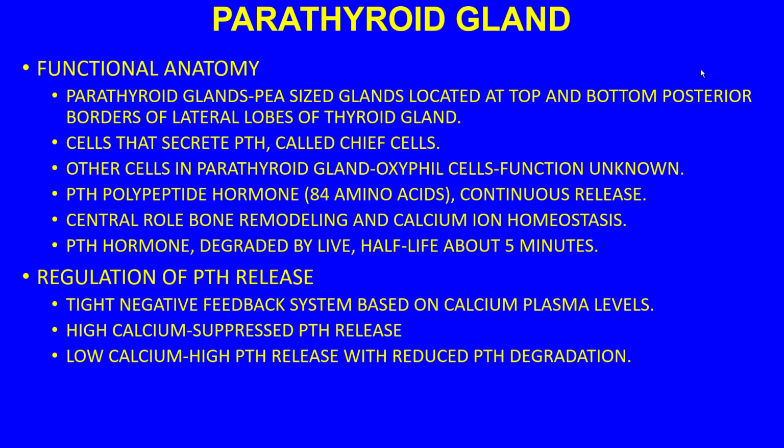Now, the PTH polypeptide hormone is about 84 amino acids in length, and it has a continuous release, although the book mentions periodic bursts that will increase its release. And this is usually in response to things like declines in the amount of blood plasma calcium levels. The central role of PTH is involved with bone remodeling, as well as calcium ion homeostasis. PTH hormone is degraded by the liver, and its half-life is about 5 minutes.